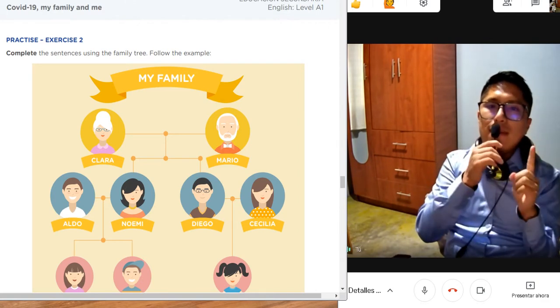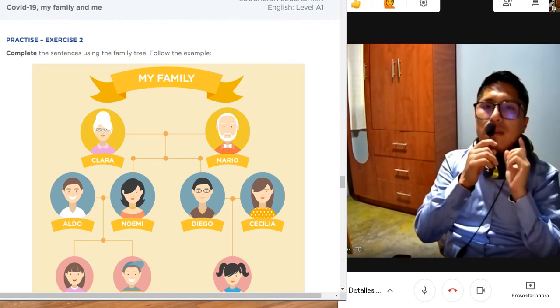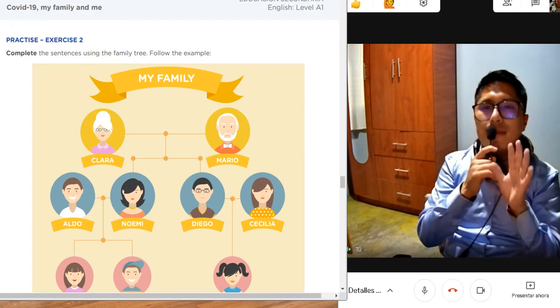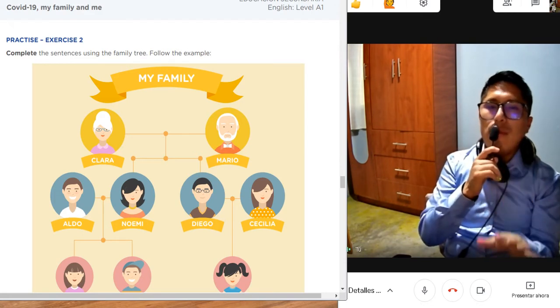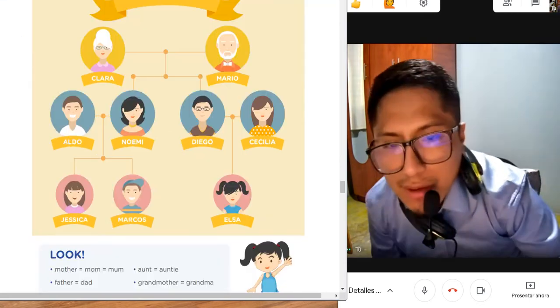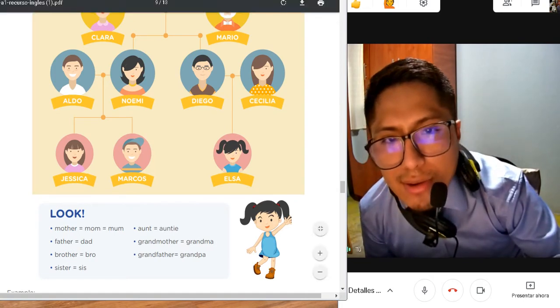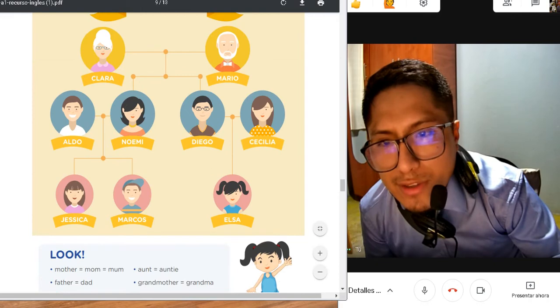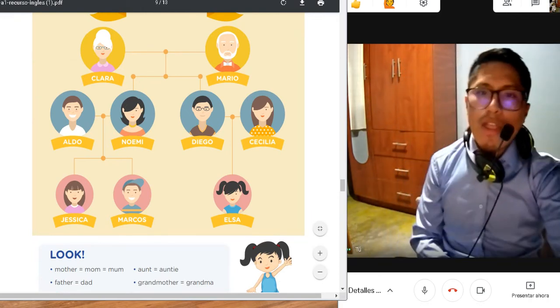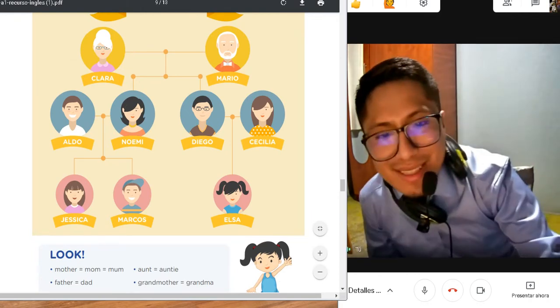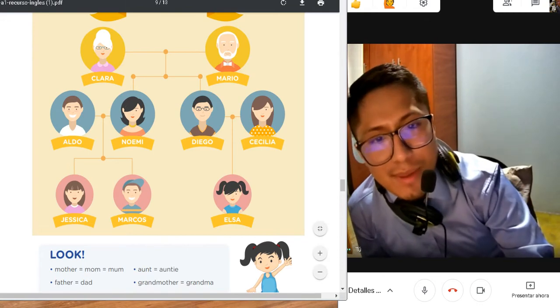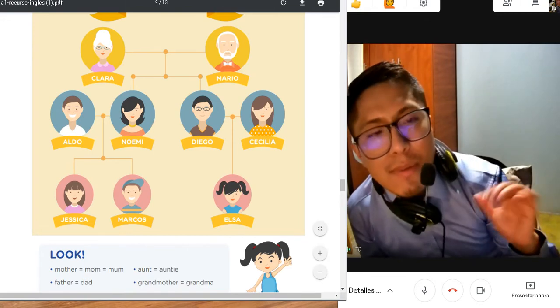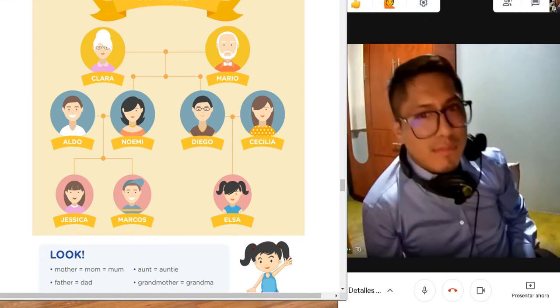Exercise 2. You complete the sentences using the family tree. Follow the example. We have Elsa, Diego, Ceci, Mario, Marcos, Jessica, Clara, Alden, Naomi. What do you mean? Vamos con Elsa. ¿Ya? Digamos un poco. Elsa. Everybody's Elsa. Todos somos Elsa.